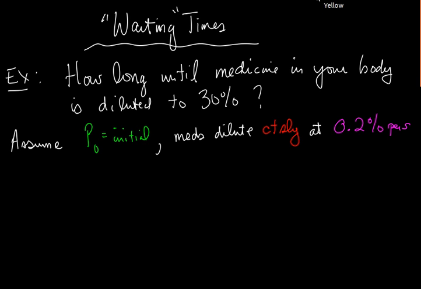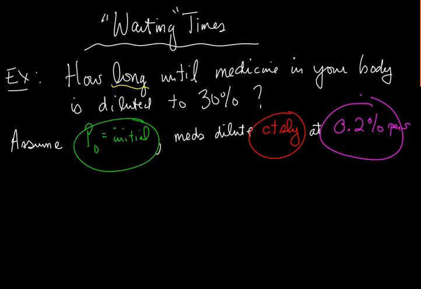So consider the scenario. You take some medicine and you want to know how long you have to wait until only 30% of that medicine is left in your body. It's going to dilute inside your body and you're going to wait some amount of time until finally it gets to 30% left. Let's assume that you took an initial amount of P0, and notice how I'm not specifying it because you'll see it doesn't matter for this problem. And think of the medicine as diluting continuously in your body. That's important because that's what justifies the use of exponential functions. And the rate at which it's diluting is 0.2% per second.